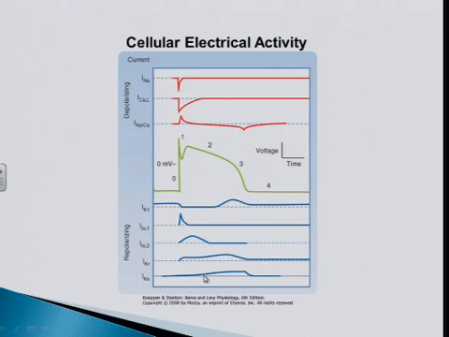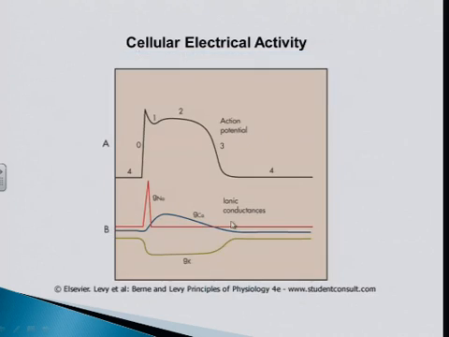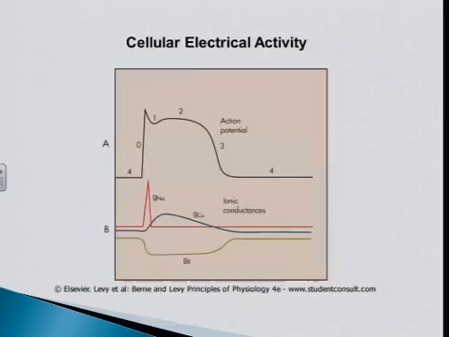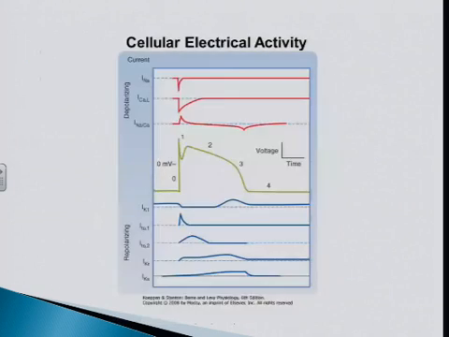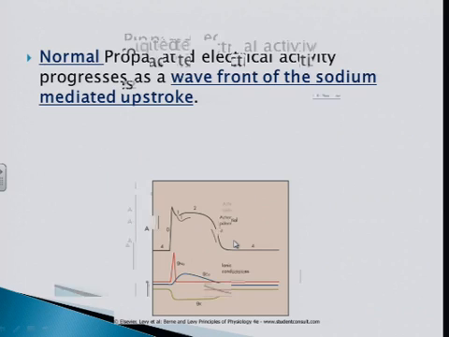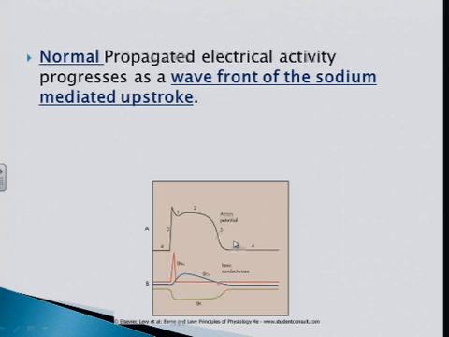And then you have two slow delayed rectifiers. That's much easier to understand than this picture here, which deals with conductances and shows that you have this anomalous IK1-like behavior of the conductance. So normally, you have propagated electrical activity.